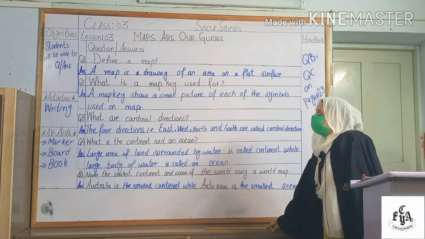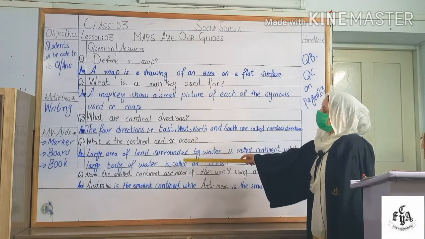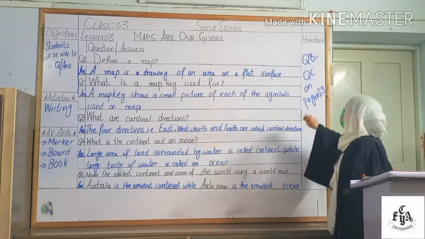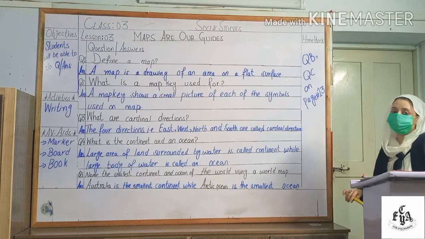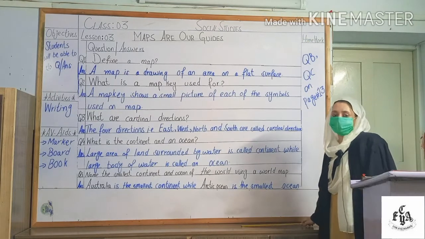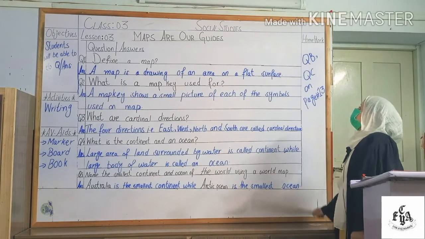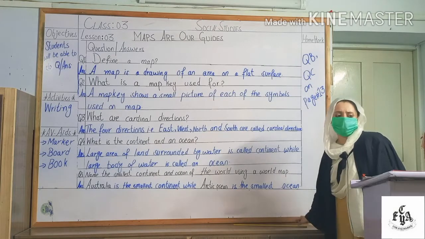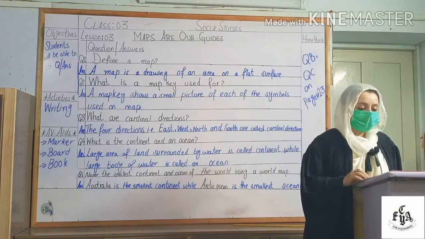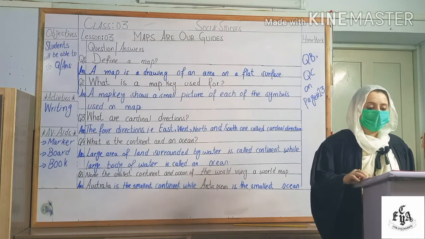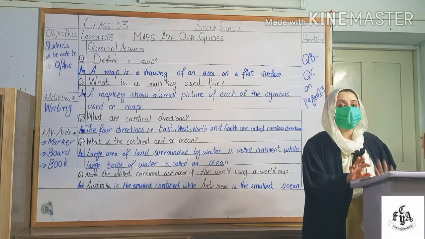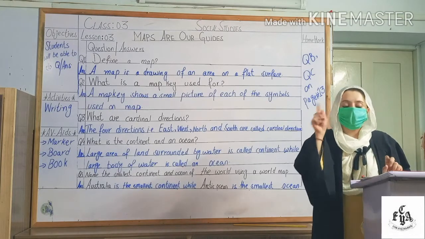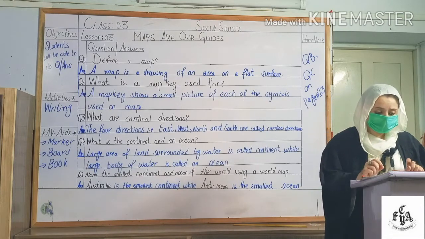So this was the exercise of lesson 3, maps are our guides. In the last I am going to give you a homework, students, and your homework is you have to do question B and C on page number 13. Look at your books. Question B is about choosing the correct option. You are not going to fill the blanks. You have to just tick mark the option that is correct.